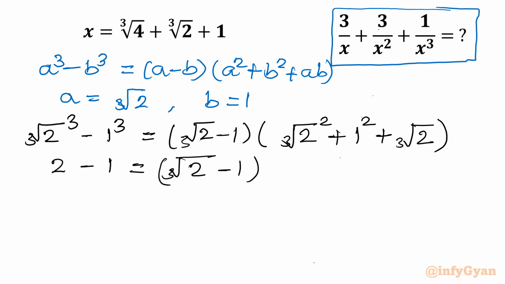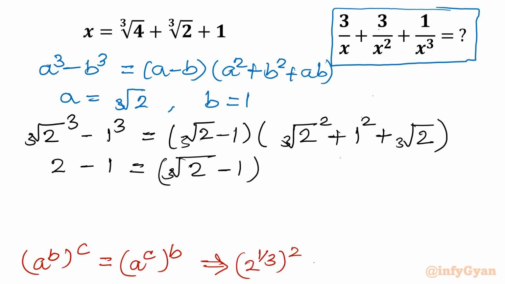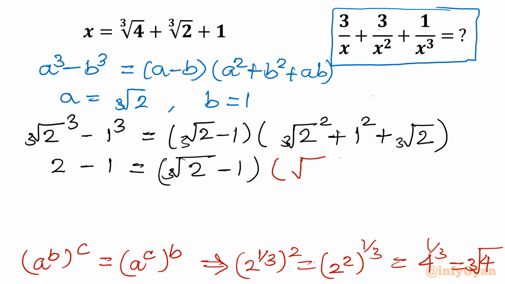And this term cube root of 2 whole square, we will use the identity a power b whole power c. It is equal to a power c whole power b. Using this identity, I can write cube root of 2 whole square as 2 power 1 over 3 whole square. So we can swap both the powers, 2 power 2 whole power 1 over 3. So it will become 4 power 1 over 3 or cube root 4. So here I can write cube root 4 plus 1 plus cube root 2.